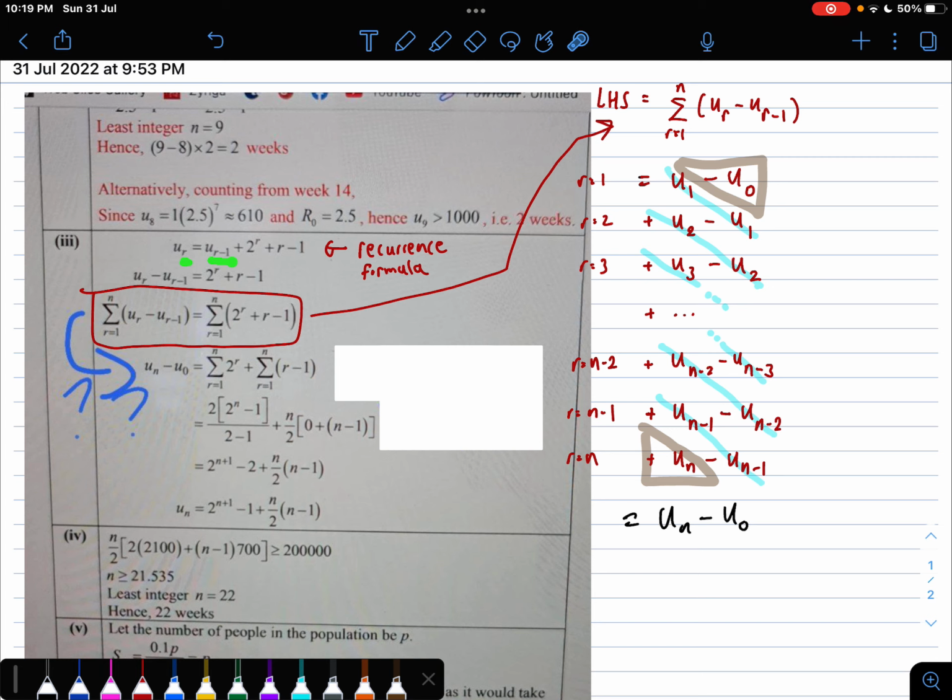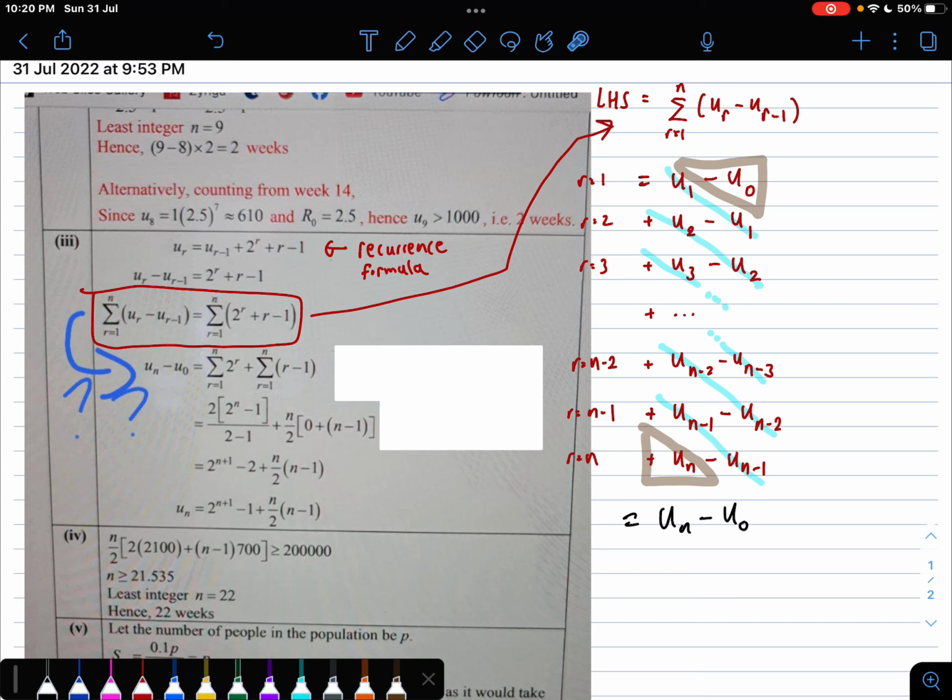But the trick here is to replace the n with an r first, and after that, they also gave you the hint: you want to look at Un minus 1, or in this case it should actually be Ur minus 1. Then after that you take the summation from r equals 1 to n. This is just a trick.